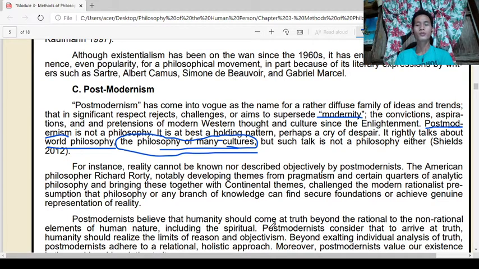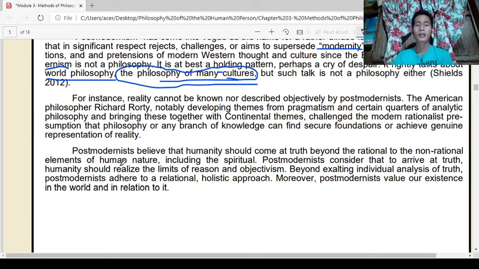The truth of things, diba? Postmodernists believe that change is the only permanent thing in this world. Diba? Things really change. The same with truth. That is for postmodernism. For instance, reality cannot be known nor described objectively by postmodernists because they believe the reality, the truth of reality, the reality of things is not absolute. So they cannot describe objectively what is the reality of the world.